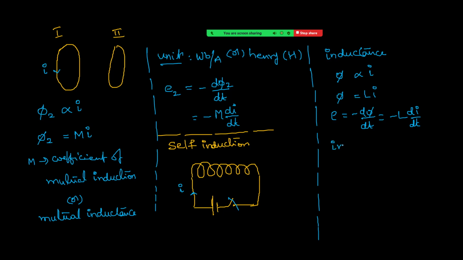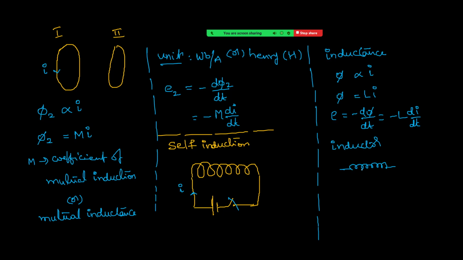So inductor means it has the property of inductance. That means because of a change in flux, an EMF is induced. Okay, it is known as an inductor, and the circuit symbol is like this. This is the symbol for an inductor, which opposes change in current.